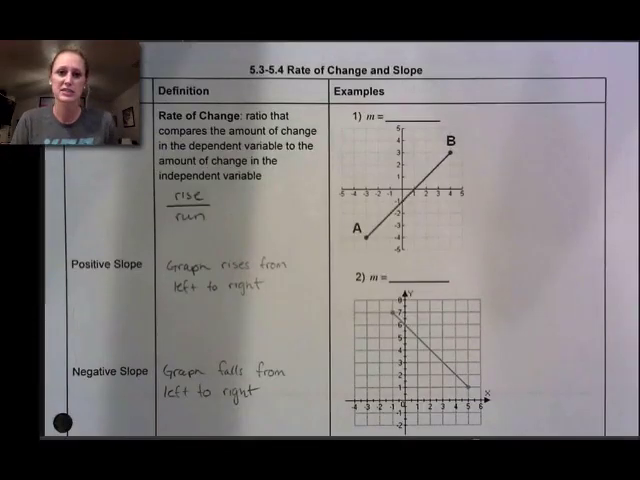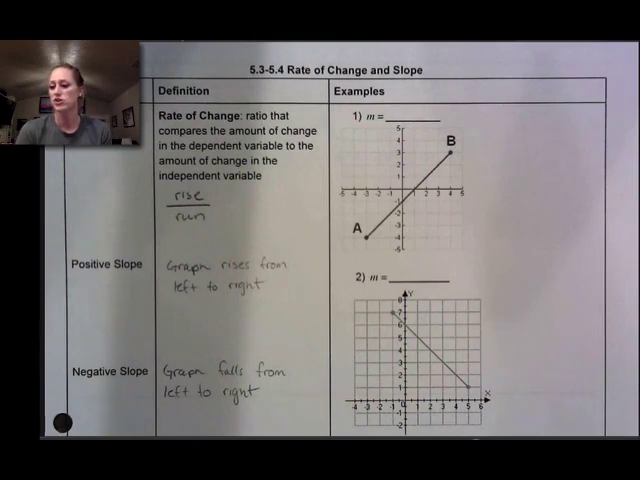Hey guys, this is the start of Module 5. We're going to be talking a lot about lines and what makes up a linear function. So in this first section, this corresponds with 5.3 and 5.4 in your book, and we're going to be talking about rate of change and slope.